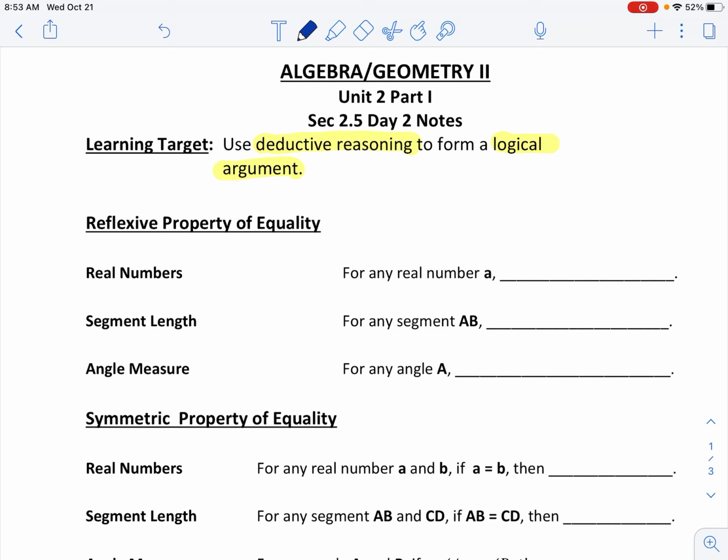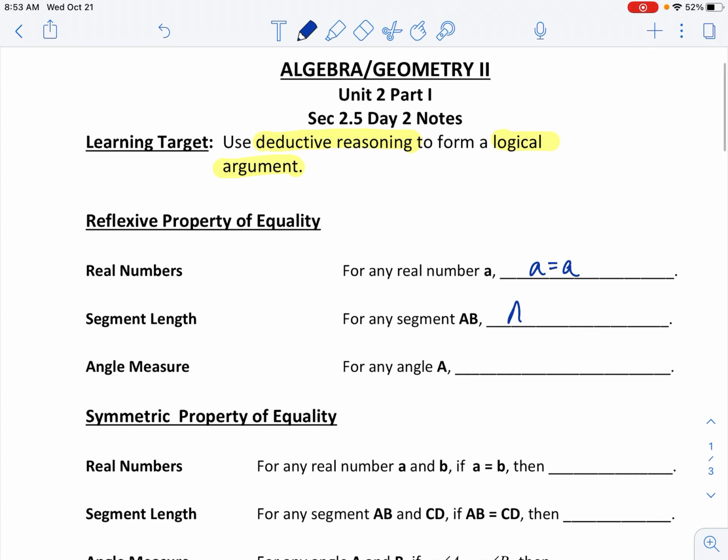First one up is the reflexive property. You'll see here, it works for real numbers, segment length, and angle measure. What the reflexive property says is for any real number a, a equals a. A number a equals itself. And for us in geometry, another useful thing is segment length. For any segment AB, the length AB is equal to AB. And for any angle measure of angle A, the measure of angle A will be equal to the measure of angle A.